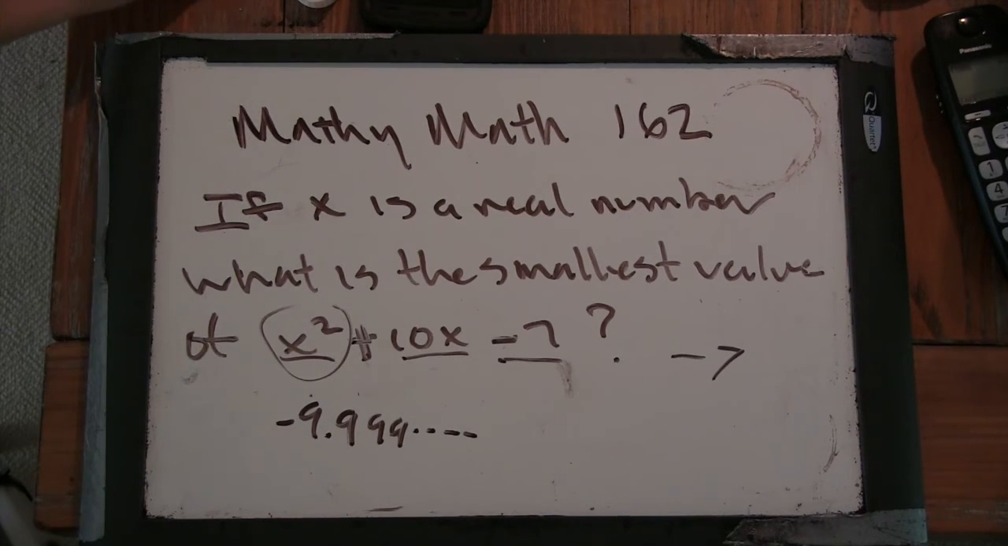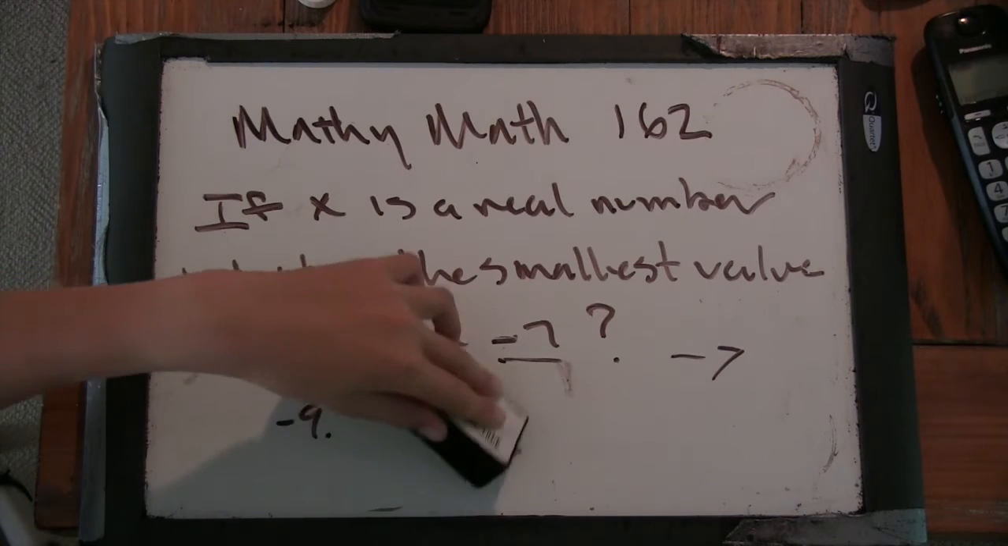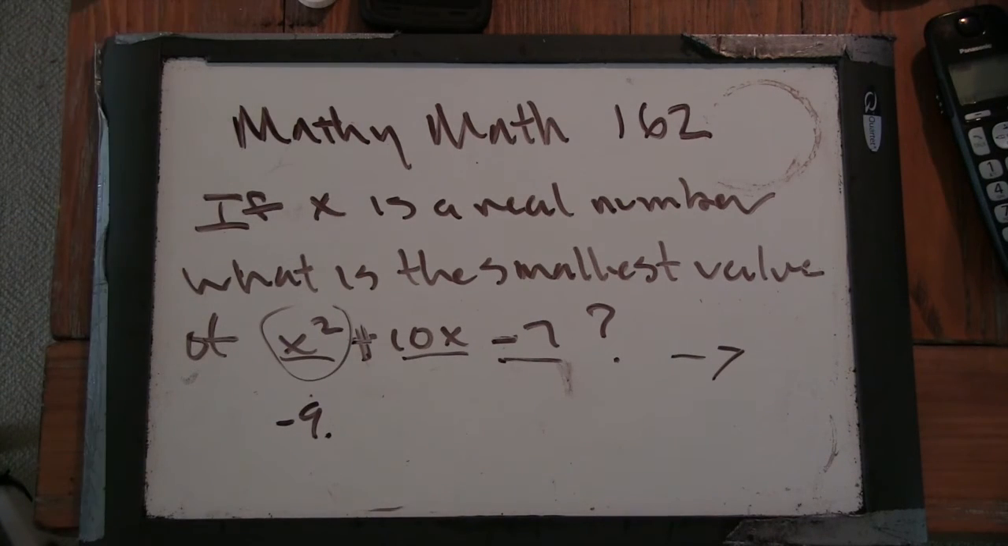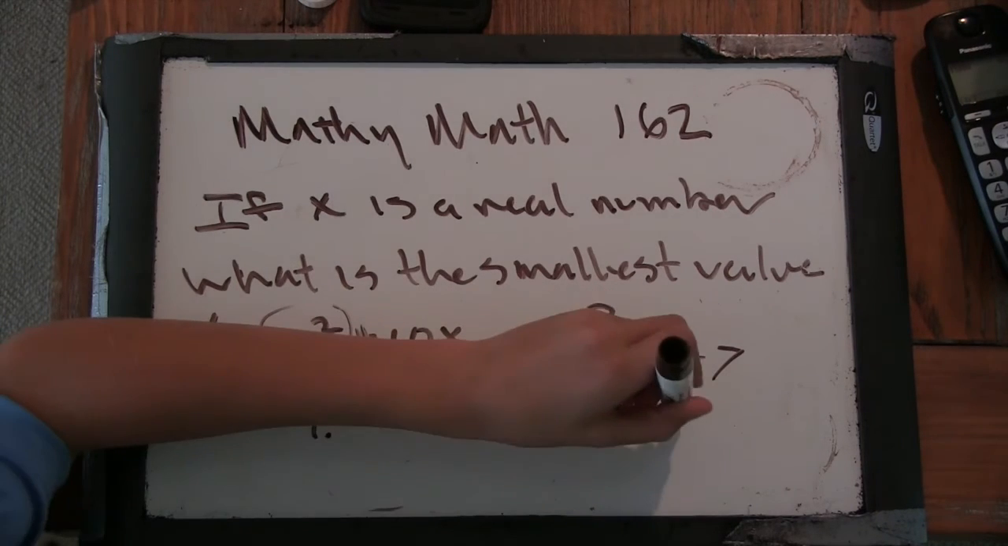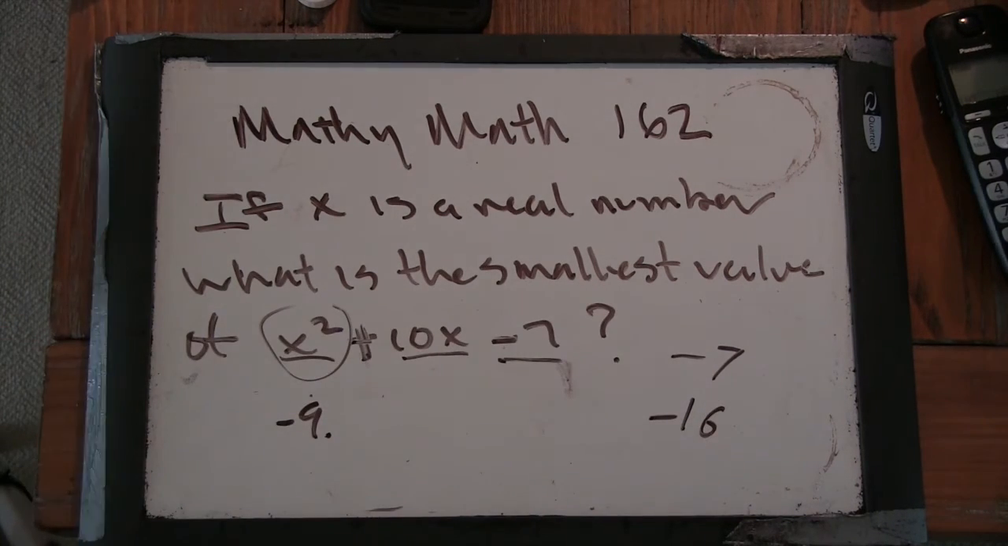So we know the value is pretty close to minus 7 twice. And then when it's minus 9, it's minus 16. Ah, so it's actually lower at minus 9. Okay.